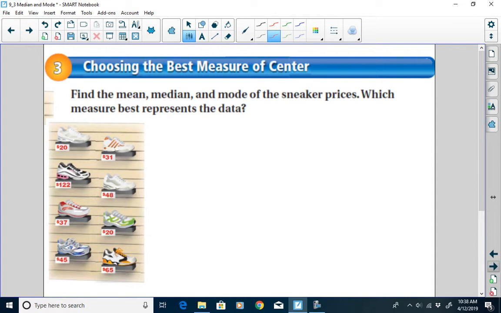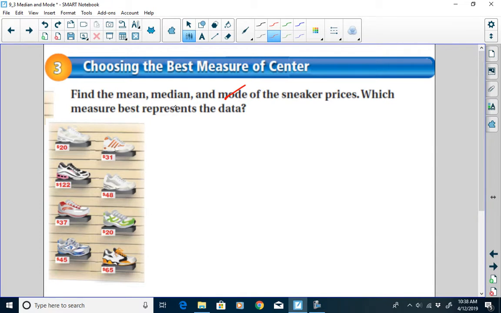All right, now we want to be able to choose the best measure of center. So we have mean, median, mode as our options. If we're just looking at the data items here, the mode would not be the best measure of center because the data is numerical. The mode will only be the best measure of center when the data is not numerical. So I know it's not going to be the mode. Now it's between the median and the mean.